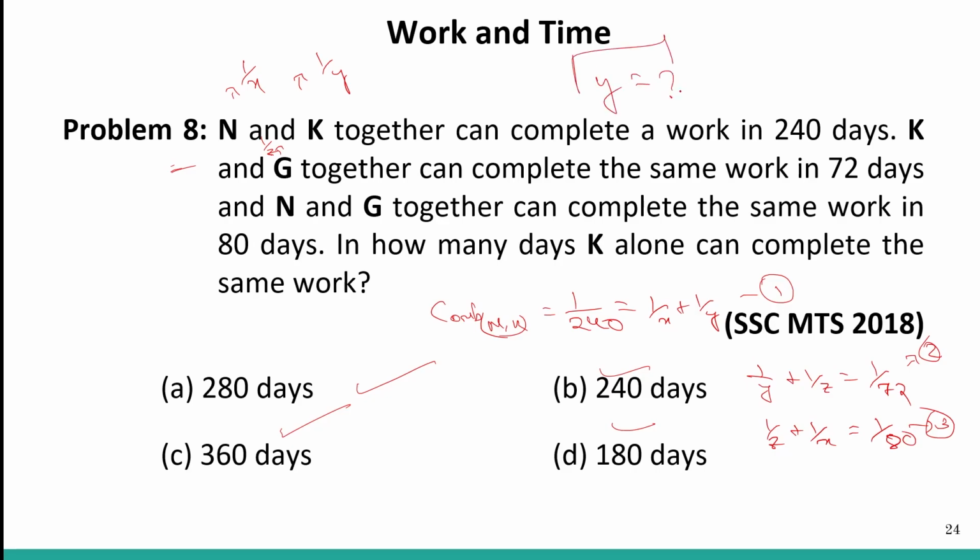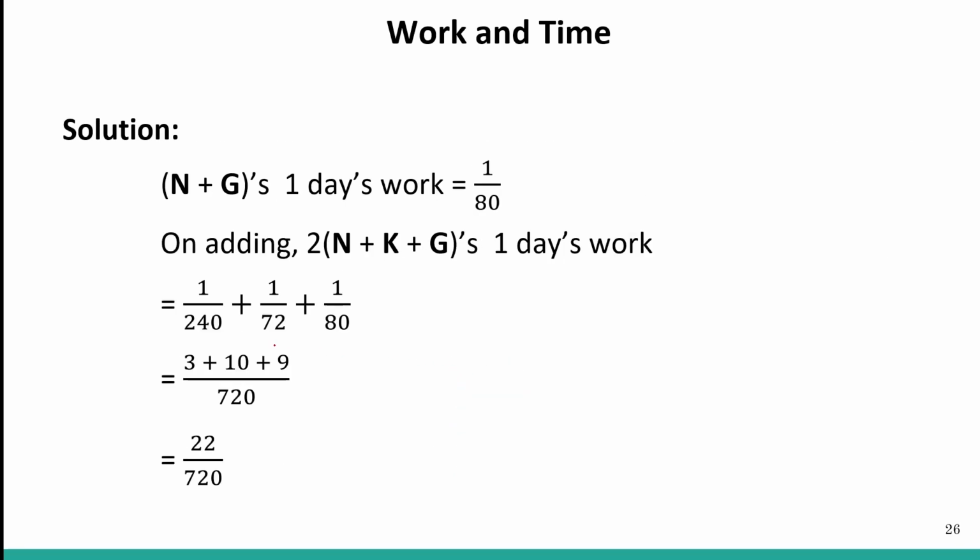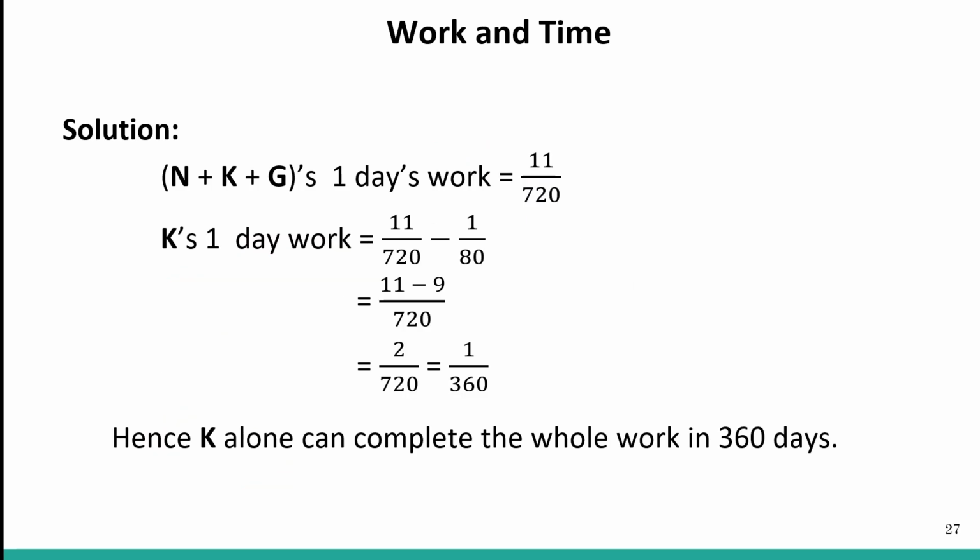Y is equal to what? Let's see. N plus K's 1 day work is equal to their work rate, that is 1 by 240. For K plus G it will be 1 by 72. For N and G it will be 1 by 80, their combined work rate. On adding, 2 into N plus K plus G's 1 day work is equal to this much. So 3 plus 10 plus 9 by 720, that is equal to 22 by 720.